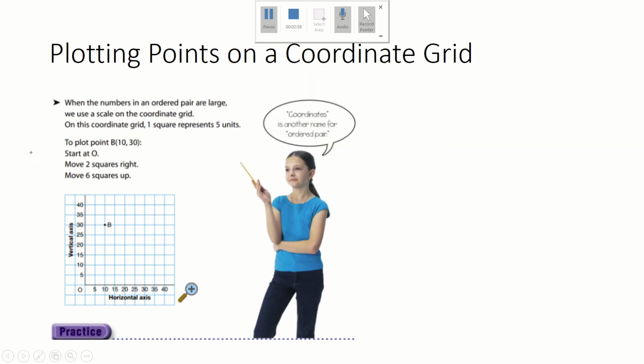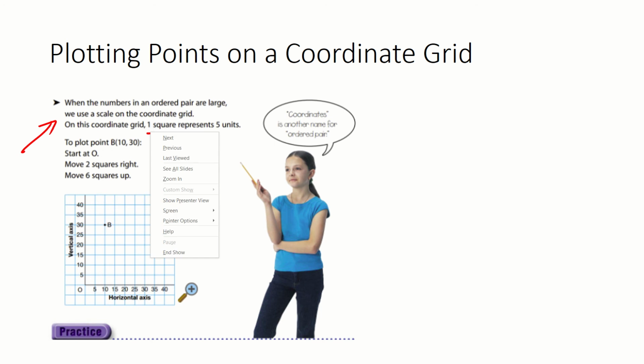So, when the numbers of an ordered pair are large, we can use a scale on the coordinate grid. So on this coordinate grid, 1 square equals 5 units. So we have 5, 10, 15, 20, 25, 30, 35, 40. The reason why we did this is our x-axis goes up by 5 and our y does because the numbers are bigger. So it says here also coordinates is another name for an ordered pair.